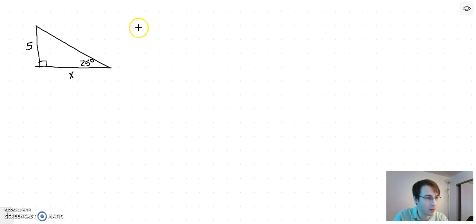Well, let's label our sides. This is the opposite side. This is the adjacent side. This is the hypotenuse.